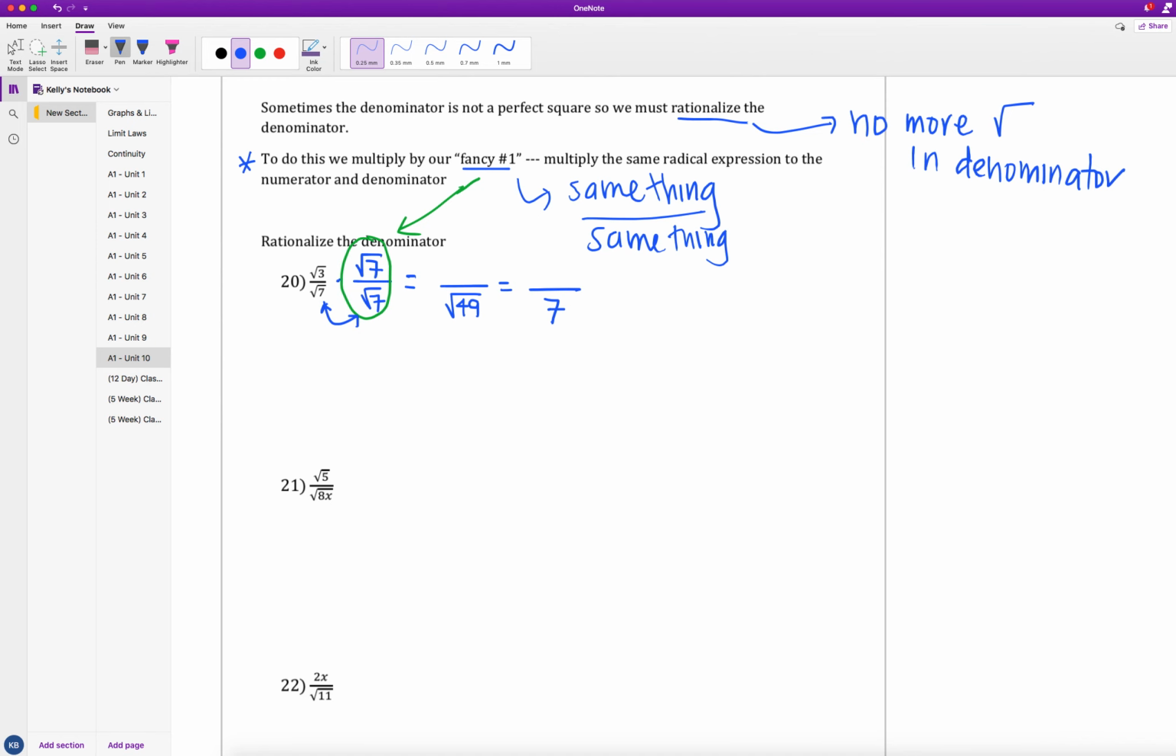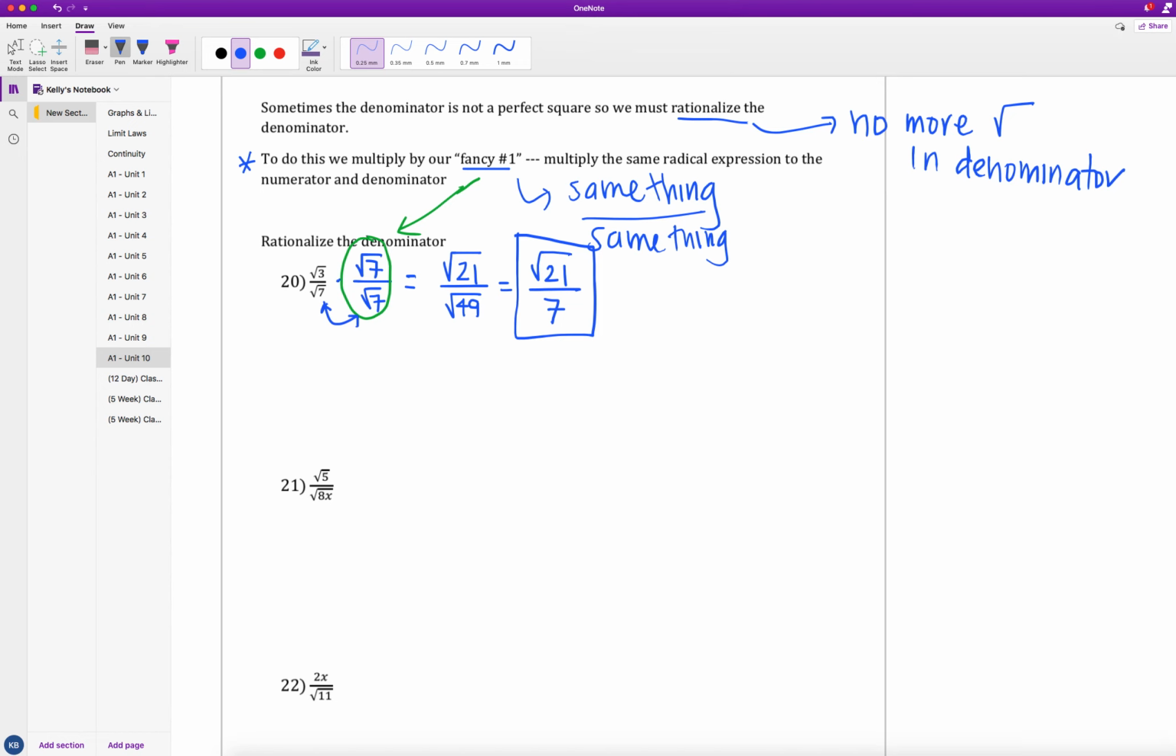In the numerator, root 3 times root 7, I can multiply those. I get the square root of 21. That has no perfect squares inside of it, so I can leave the square root of 21 alone. But I have now rationalized because I have no more radicals in my denominator. And that's the key to rationalizing.